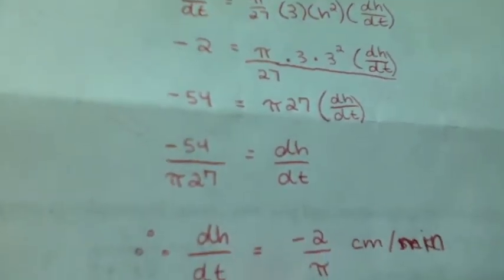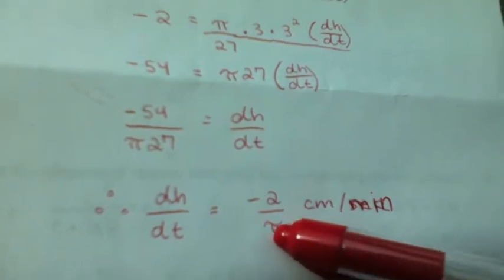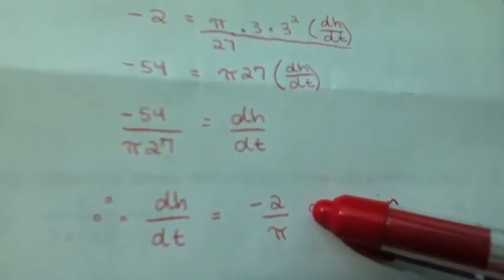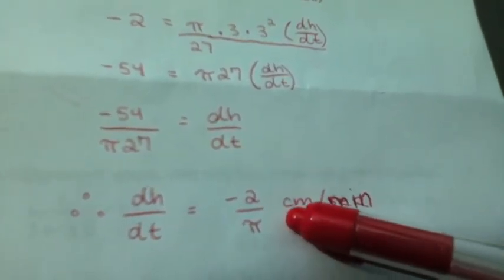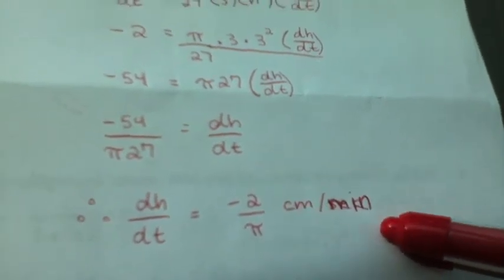Bringing this over to this side, you see that dh over dt equals -54 over pi 27. And when you simplify it, dh over dt equals -2 over pi centimeters per minute, which is the rate at which the height of the water is decreasing.